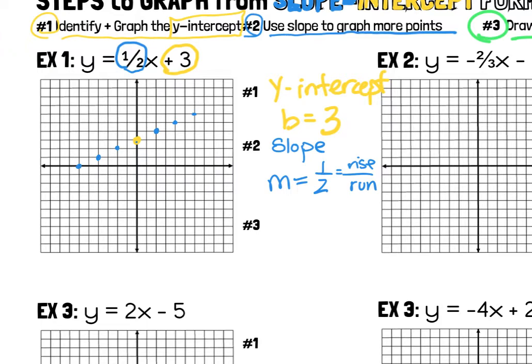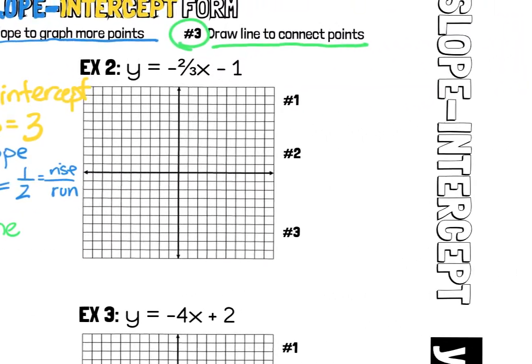So I put a bunch of points, and once I have a few points there, the last thing I'm going to do is connect my dots with a line. And I always put an arrow on each end showing that this line extends further. Each of these points that I plotted using the y-intercept and the slope are all points, or solutions, to this equation. And that's how we graph a line using slope-intercept form. All right, let's take a look at another example.